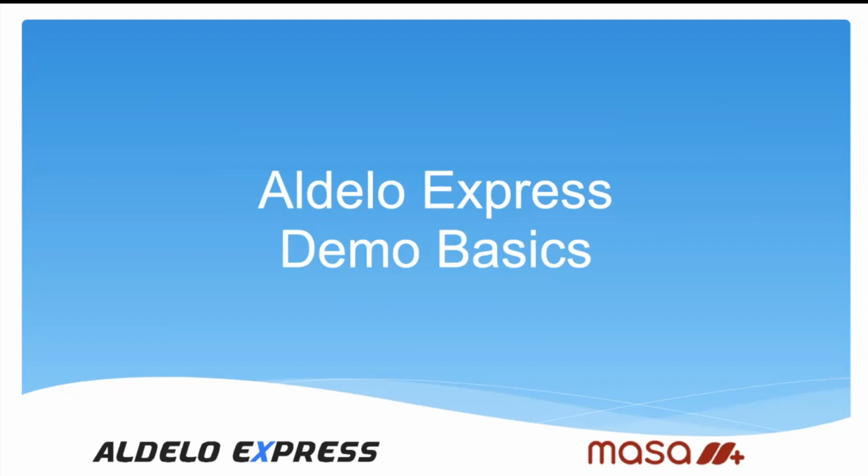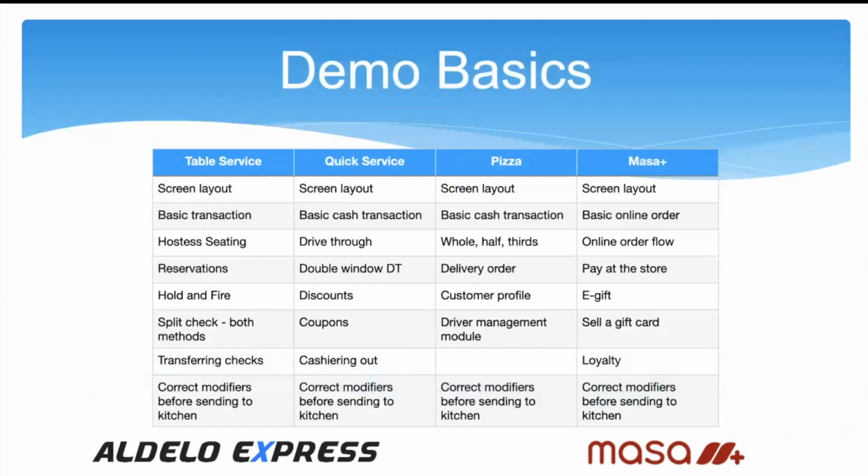So let's take a look at a spreadsheet here. If you're doing different verticals, I chose the three most popular verticals, which are table service, quick service, and pizza. And then I also put a column in for Mesa, because the Mesa Plus aspect of the software does add a lot to it. So when you're looking at table service, the things that you need to be able to show and discuss and be comfortable with: screen layout. You need to be able to do a basic transaction. And I mean, it's a one item cash, just a basic transaction to show the simplicity of the system.